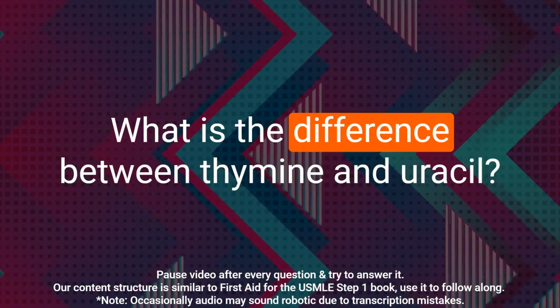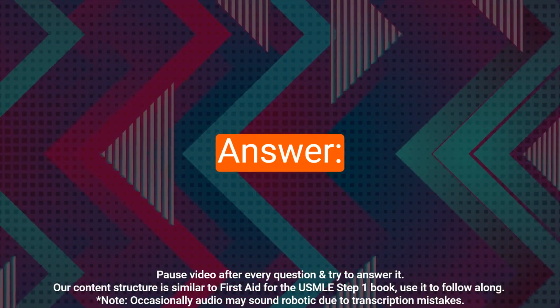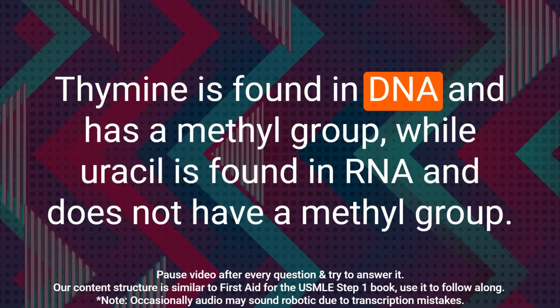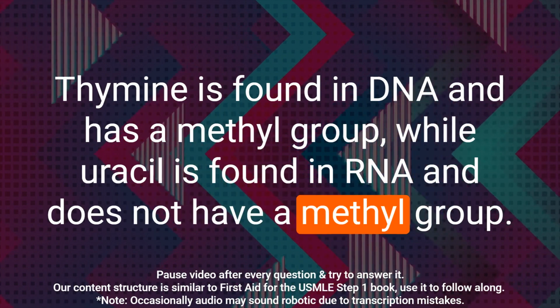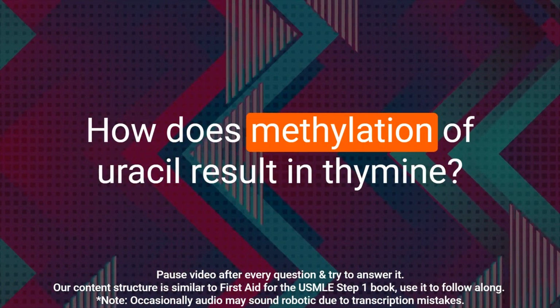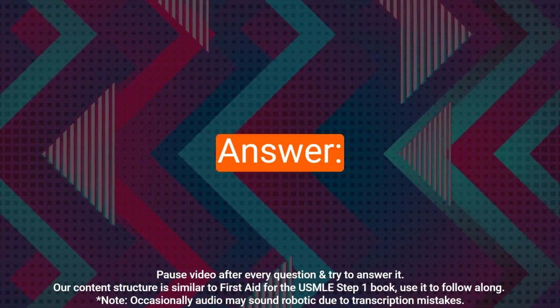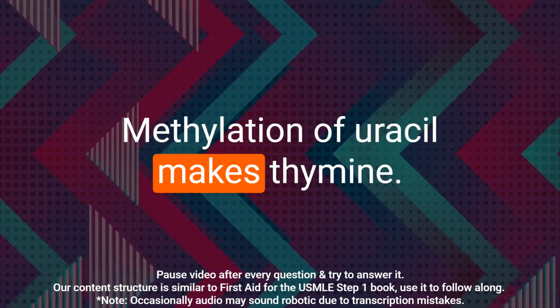Question: What is the difference between thymine and uracil? Answer: Thymine is found in DNA and has a methyl group, while uracil is found in RNA and does not have a methyl group. Question: How does methylation of uracil result in thymine? Answer: Methylation of uracil makes thymine.